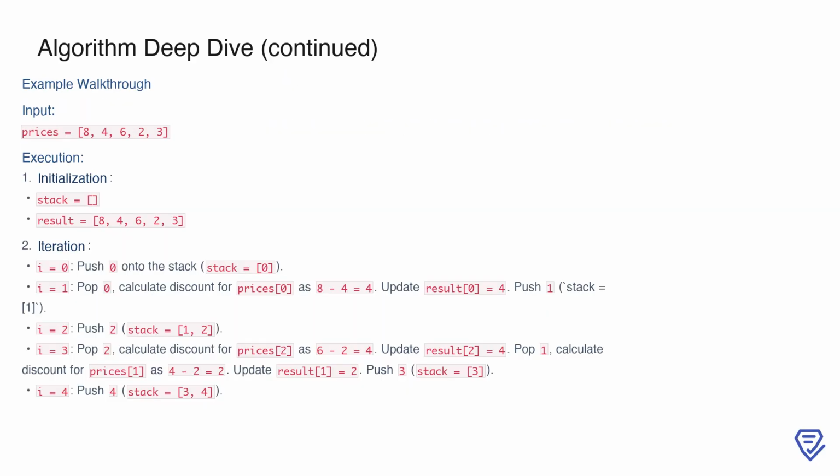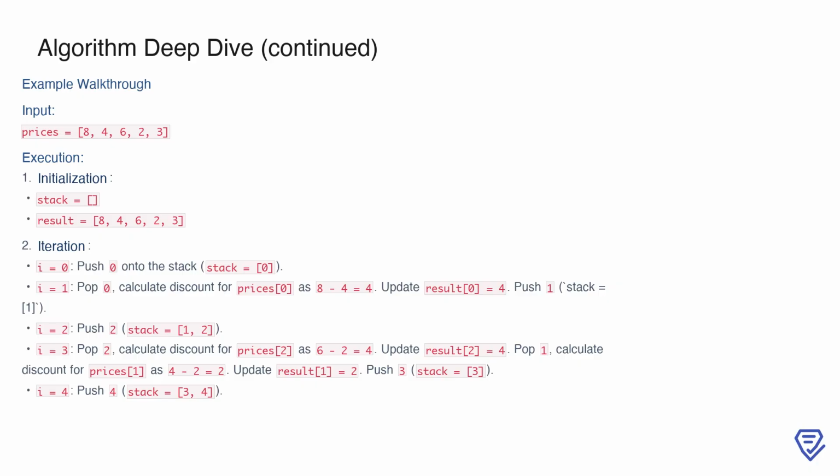Let's walk through an example to see how the algorithm works in practice. Suppose the input array is prices equals 8, 4, 6, 2, 3. We start by initializing an empty stack and a result array, which is initially a copy of the input array, 8, 4, 6, 2, 3. At the first index, i equals 0, we push 0 onto the stack, as no discounts can be applied yet. At i equals 1, the current price is 4, which is less than the price at the top of the stack, 8. We pop 0 from the stack and calculate the discount for prices[0] as 8 minus 4 equals 4. We update result[0] to 4, then push 1 onto the stack.